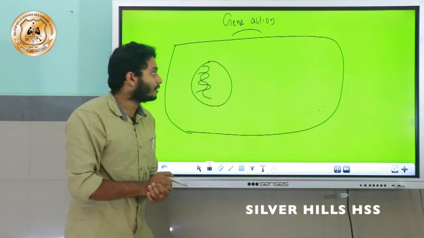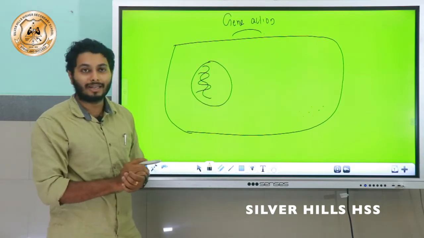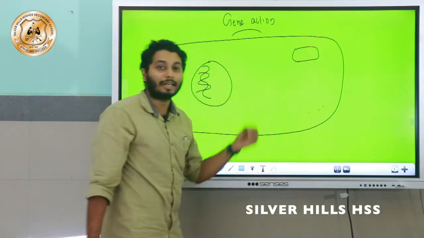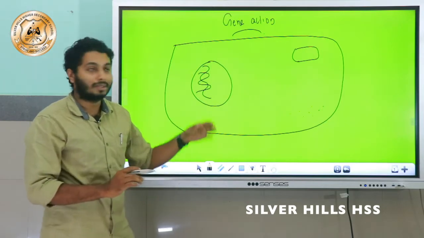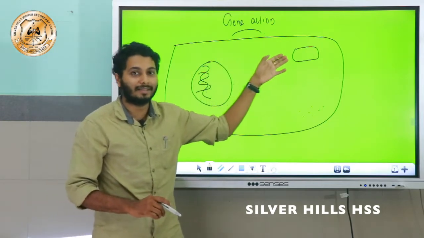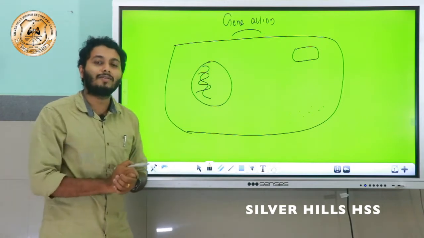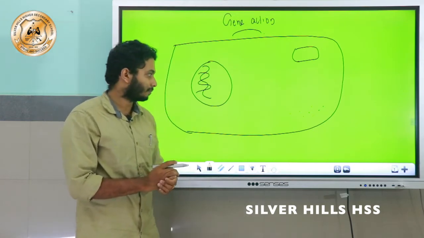A cell organelle is also involved in the gene action. That cell organelle is the ribosome. In 8th standard, you studied that the ribosome is the cell organelle associated with protein synthesis, or protein synthesis takes place inside this cell organelle. So, let us discuss each and every step of gene action, or protein synthesis, in detail.